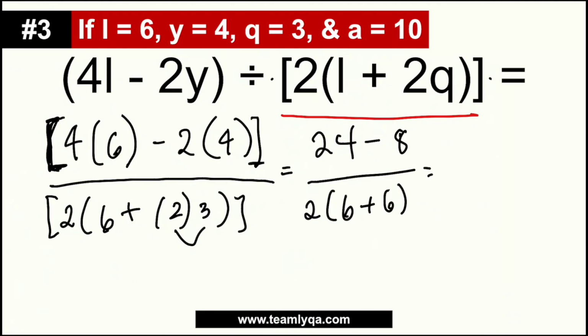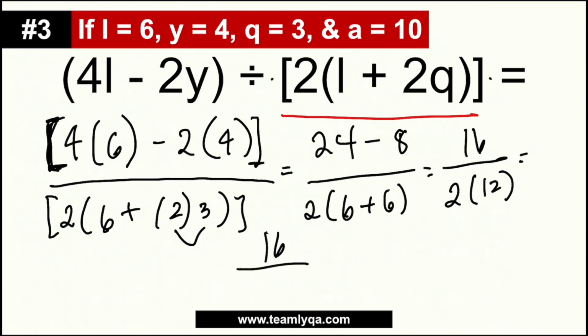So, equals. Now, you have to solve dun sa taas din. 24 minus 8. That would be 16. Over, and you have 2 times 6 plus 6, which is 12. Okay, so now you have 16 over 24. Okay? Now, hindi pa yan final answer kasi yung 16 over 24, pwede mo pa i-lowest terms. Pwede ko i-divide siya pareho sa 4. So, that would be 4 over 6.